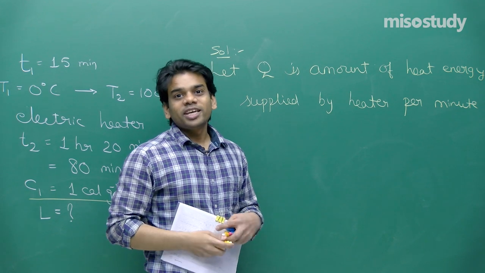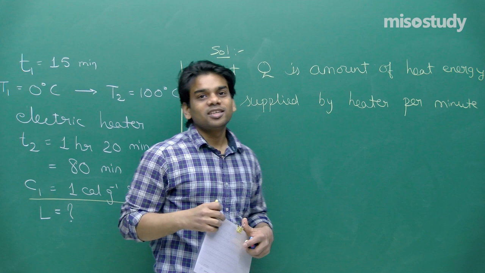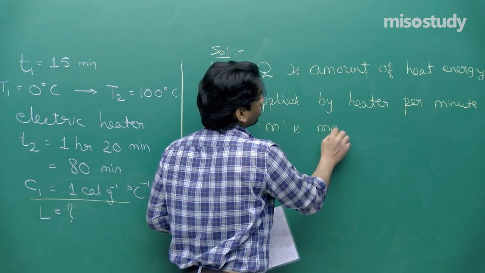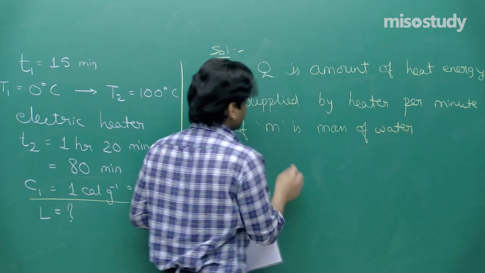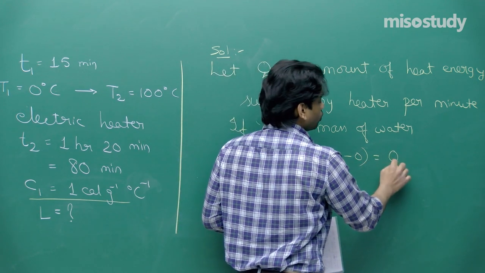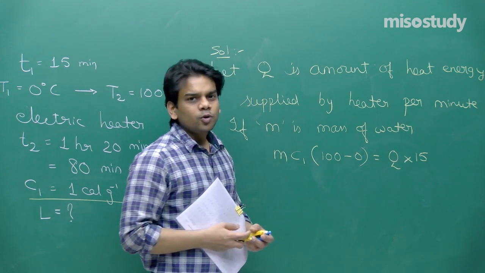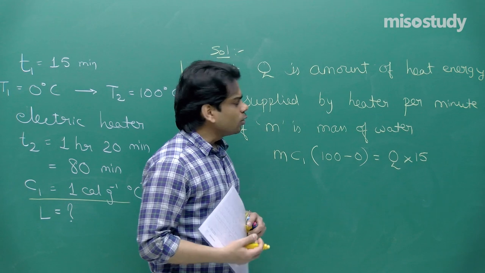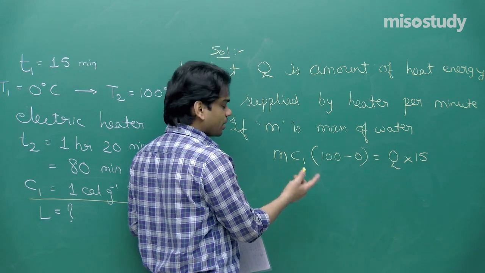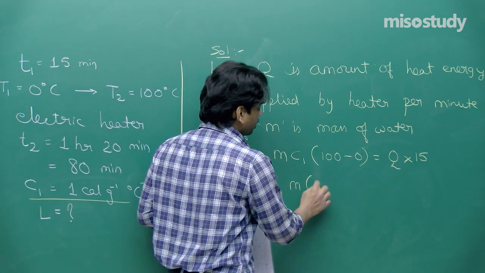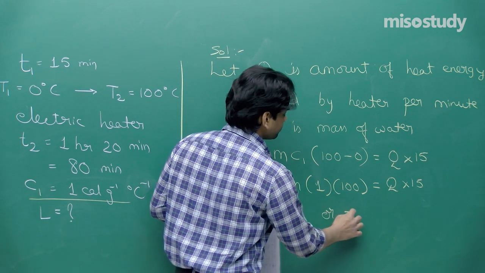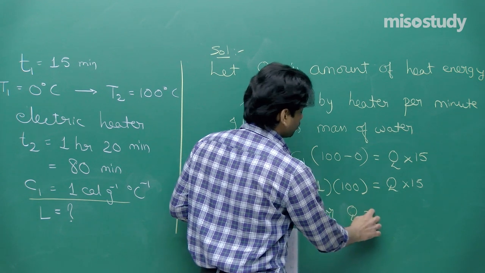So in the first case, water temperature was raised from 0 degrees Celsius to 100 degrees Celsius, and the time was 15 minutes. So we can write that if M is the mass of water that we have taken, mass into specific heat capacity into change in temperature, that is 100 minus 0, is equal to Q into 15. This is what we'll be getting. Q is the amount of heat energy supplied per minute, and we're taking it in terms of calorie, Q calorie per minute. From here, C is 1 calorie per gram per degree Celsius. So M into 1 into 100 is equal to Q into 15, or Q is equal to 100 M by 15.